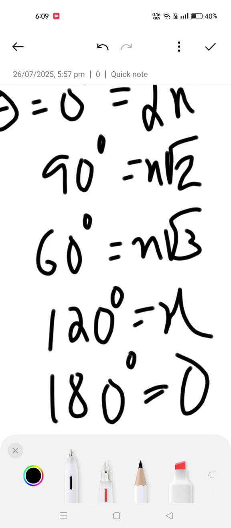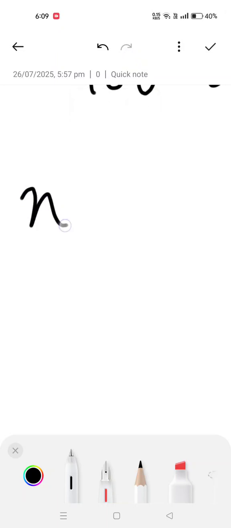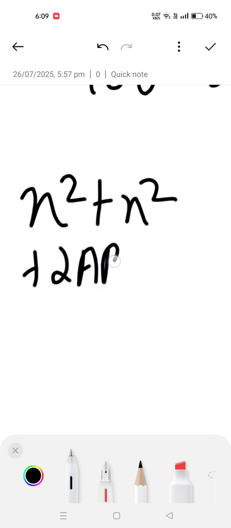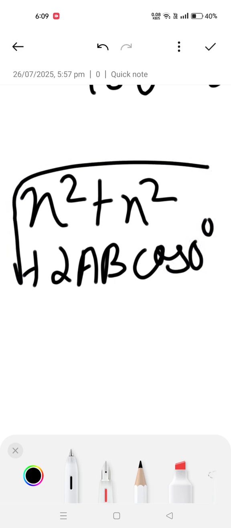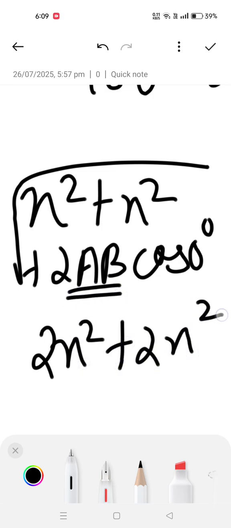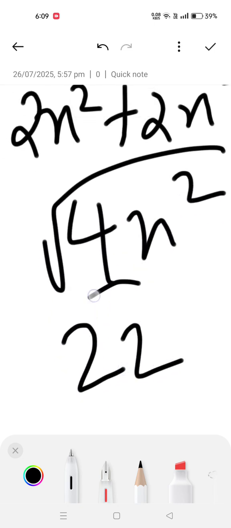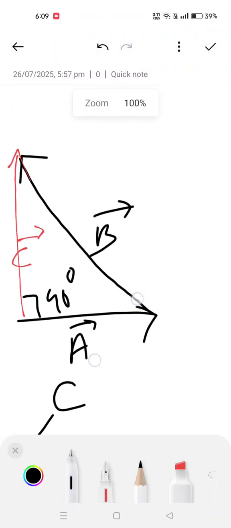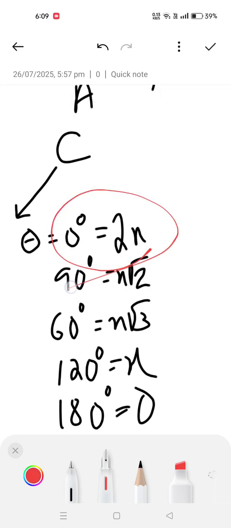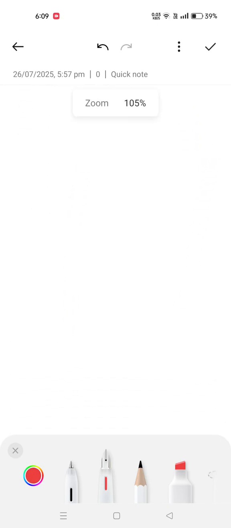How am I doing this? You just simply put x, because we are taking the magnitude, so x square plus x square plus 2ab cos 0 degrees, this whole under root. Basically this is equal to 2x square plus 2x square, because cos 0 degrees is equal to 1. That will become 4x square, and the root of this is 2x. As you can see, the root is 2x, as I already told you before that for 0 degrees it would be 2x. Simply you can calculate like that.